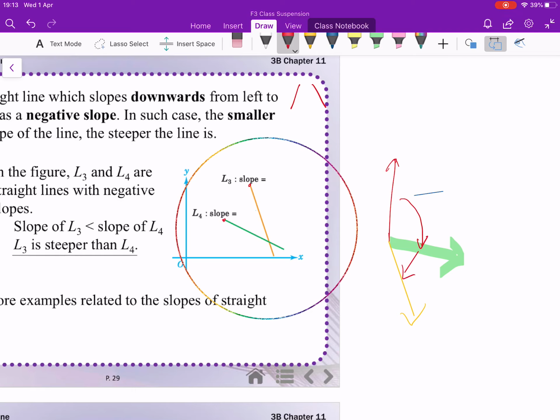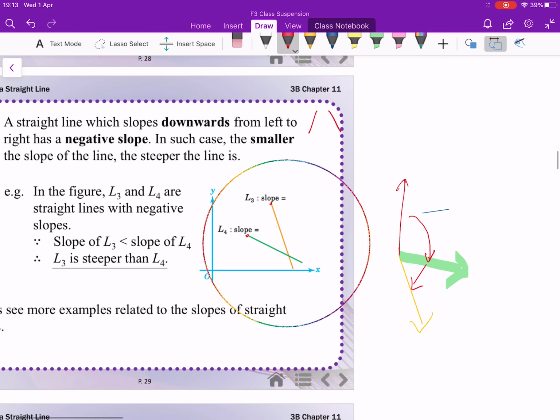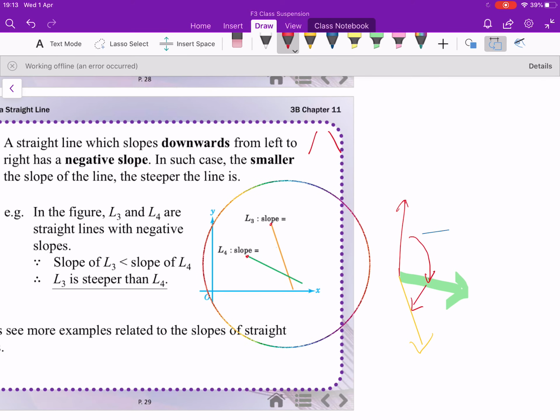So the green one has a negative slope but less negative. The orange one has a more negative slope. Okay, therefore the green one has a greater slope. And then for the orange one, we have a smaller slope, just like this one.